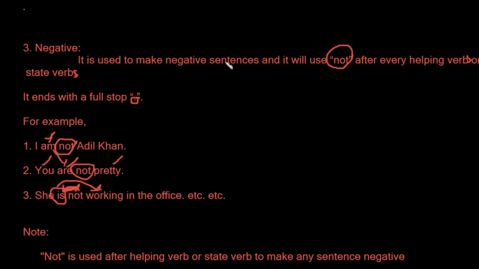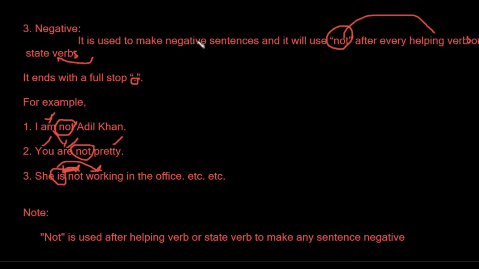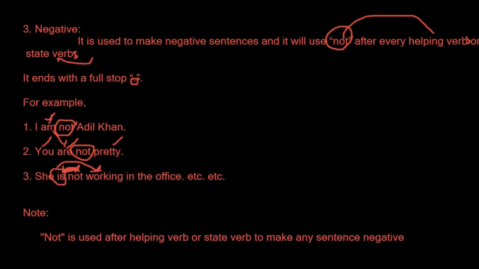So remember, in a negative sentence, "not" will be used after helping verbs and stative verbs. Stative verbs: am, are. These are the stative verbs, and I use "not" after them. And then I have the main verb. Then I have the helping verb, she is not, so I use "not" after the helping verb. So I hope it is clear. So it was all about the negative sentence.